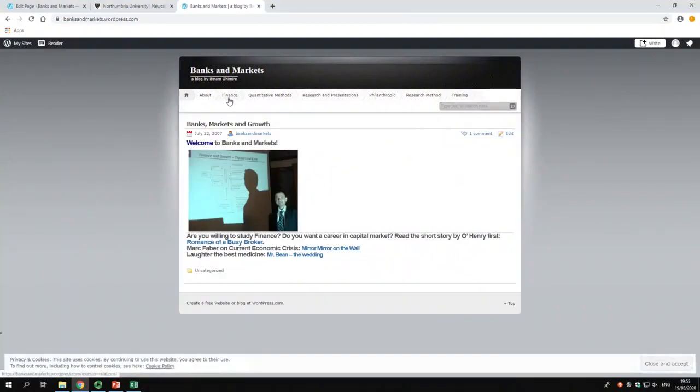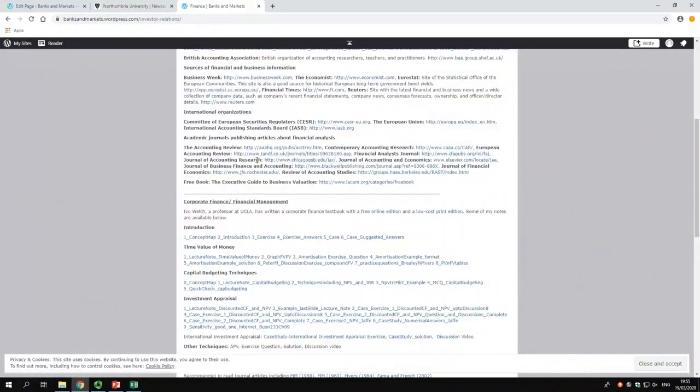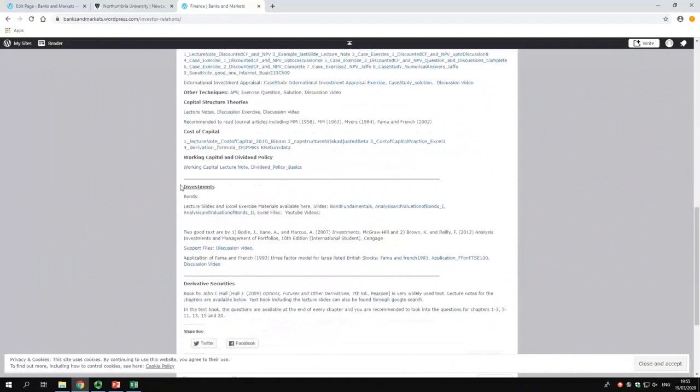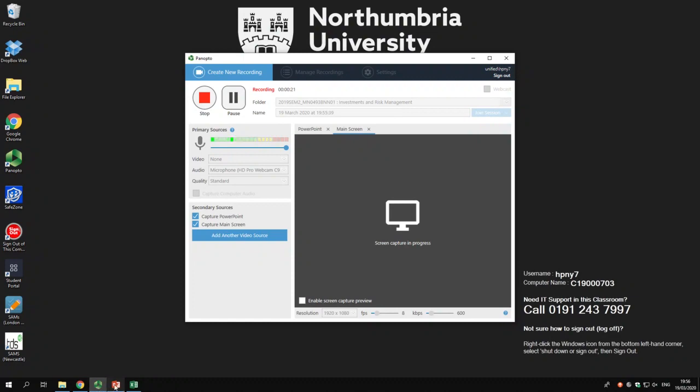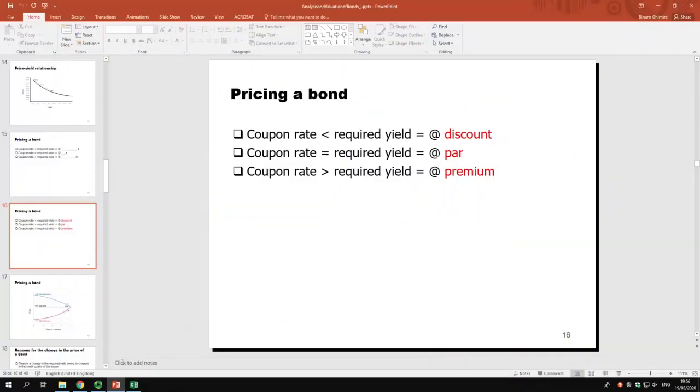If you click finance and scroll down, you will get to the place where it reads investment, and the lecture slides and exercise file that I'm going to show you are already there for you to learn. Now if you see the lecture slide, it talks about all this: pricing of a bond when it is selling at discount, at premium, and at par.